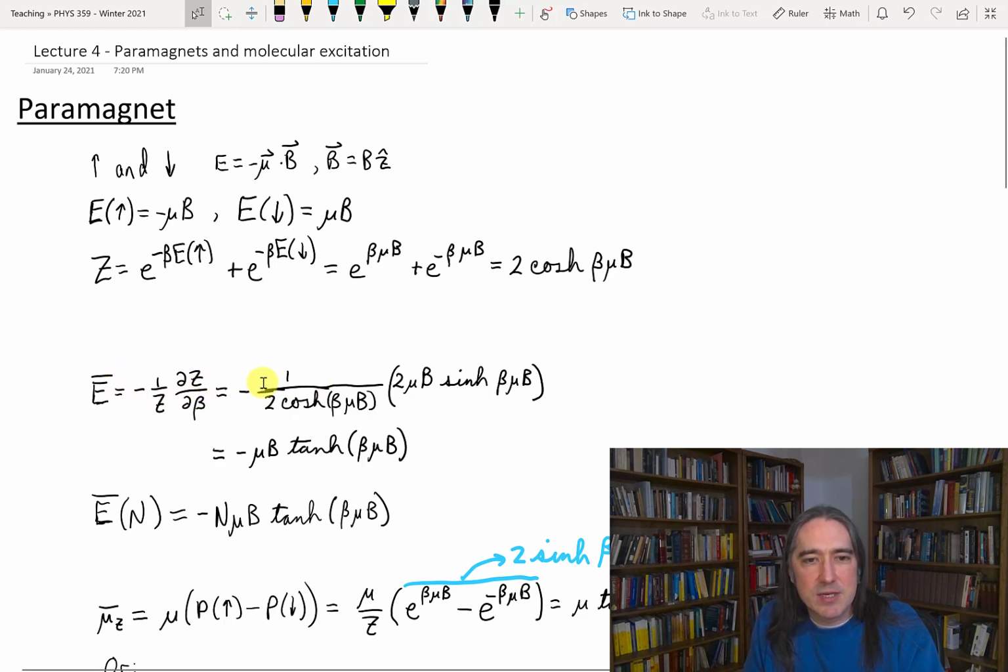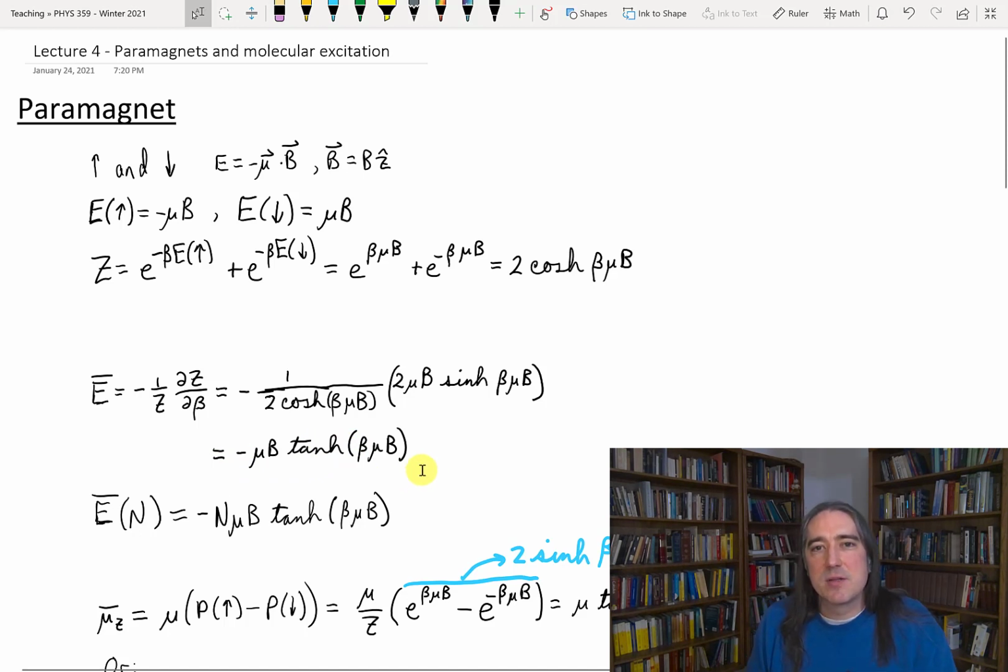This 1 over Z is here, and if you either remember or you just took your time on Wikipedia, you'll know that the derivative of cosh is sinh, the hyperbolic sine, and of course, the chain rule is going to kick out a μB. So we've got 2's that cancel, and sinh over cosh is tanh, hyperbolic tangent, and it all comes together like so.